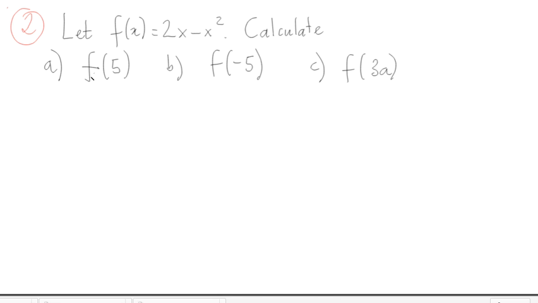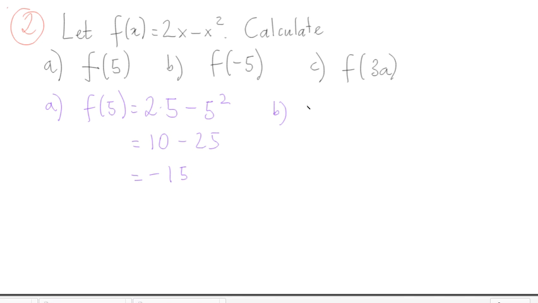So if I want to work out f of something, the value of the function for a certain x, all I do is I replace x in the formula with the value of x in the brackets. So let's go and do a. F of 5 is therefore 2 times 5, replace the x with 5, minus 5 squared. 2 times 5 is 10, minus 25 is equal to minus 15.